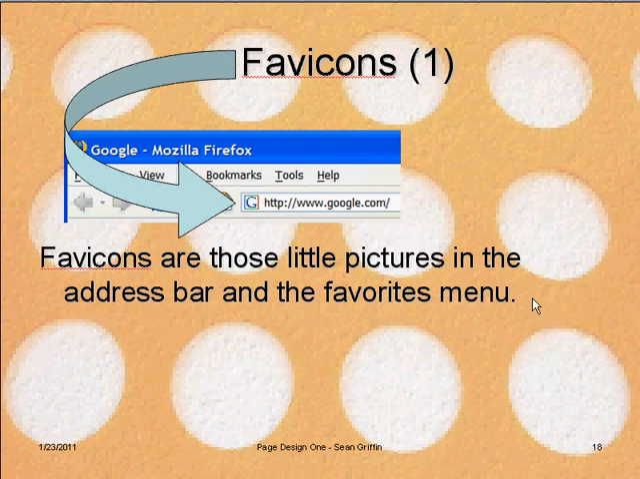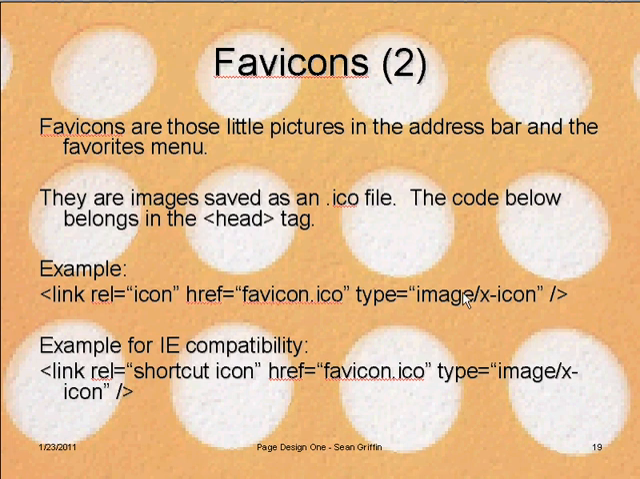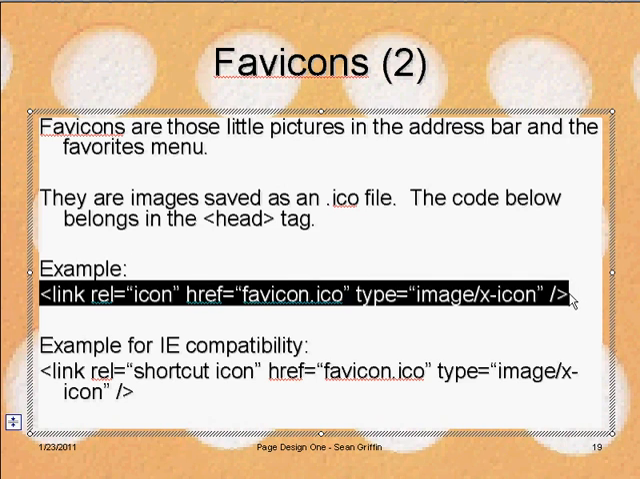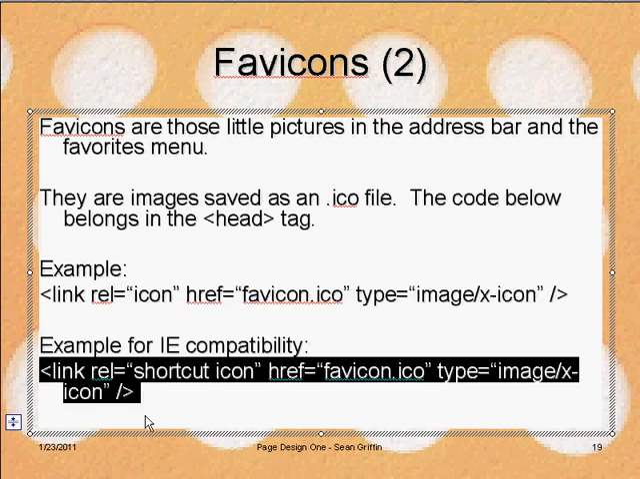Next are favicons. These are neat. Have you ever seen those little icons, those little pictures that you see in your address bar and favorites menu? They look like this little Google symbol here. Here's how they're done, if you ever want to know. The example, right here, this line of text. I won't walk through this, but you could literally copy and paste this code right into the head of your HTML document, like so.